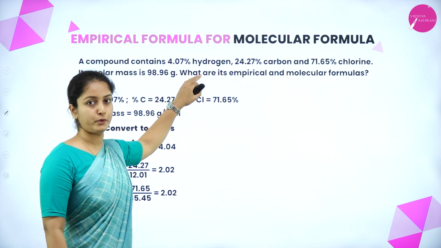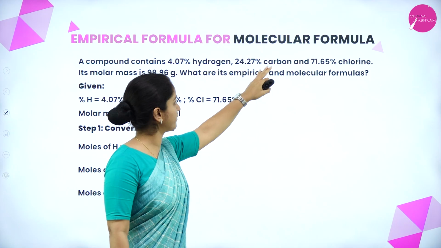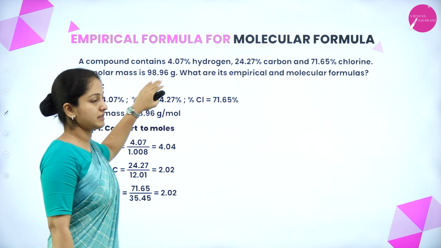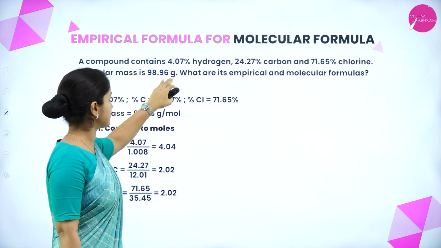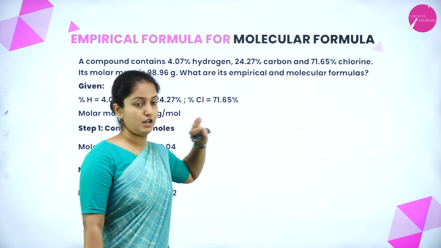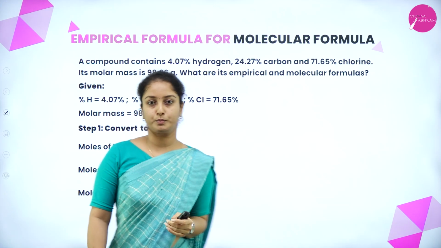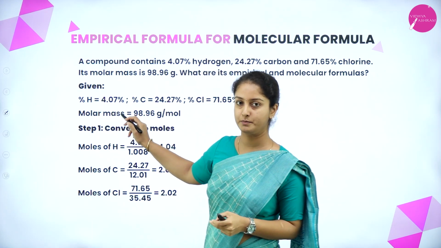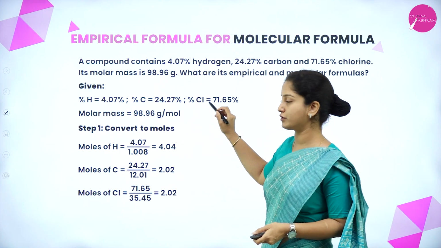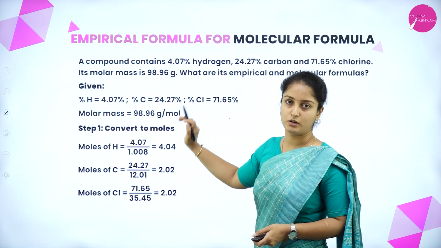A compound contains 4.07% of hydrogen, 24.27% of carbon, and 71.65% of chlorine. Its molar mass is given as 98.96 grams. Now, what are its empirical formula and molecular formula? So, first you have to write what is given in the question: the percentage of hydrogen is 4.07%, the percentage of carbon is 24.27%, and the percentage of chlorine is 71.65% present in the compound.